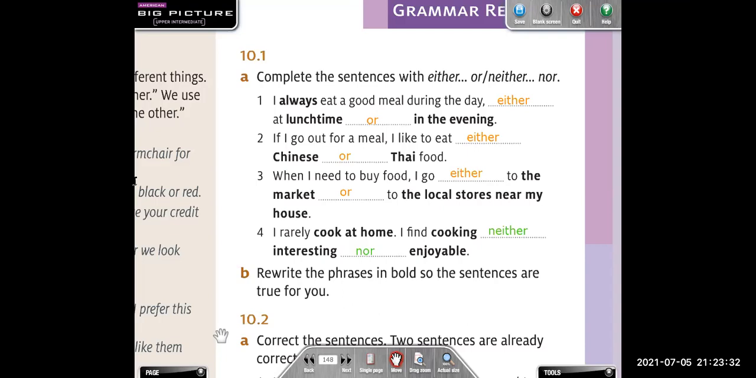Okay, very good. Rocío? I always drink water with my meal, either at lunchtime or in the evening. Okay, very good. Le pasó lo mismo que a mí. Se nos chifó la lengua. Ok, María?